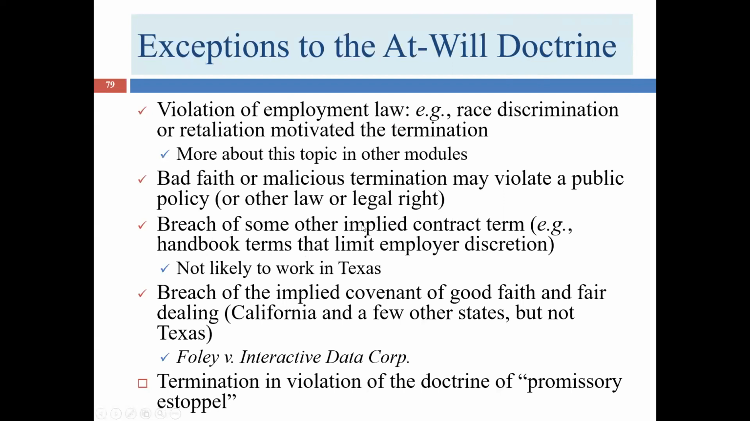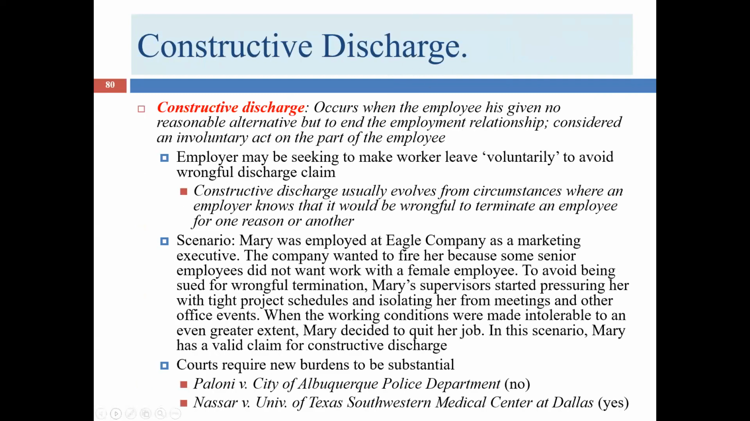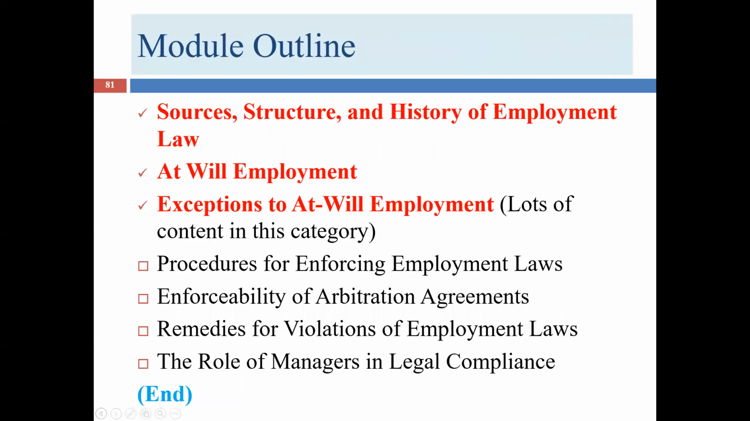We talked about the breach of implied contractual terms. Things like handbook terms can put some limitations, but probably not in Texas. We talked about the breach of the implied covenant of good faith and fair dealing. Works in California and a few other states, but probably not in Texas. The big case in this area is the Foley case. And we talked a little bit about the doctrine of promissory estoppel. These are the exceptions, but never forget that the main rule, the employment at will rule, is the one that usually controls.